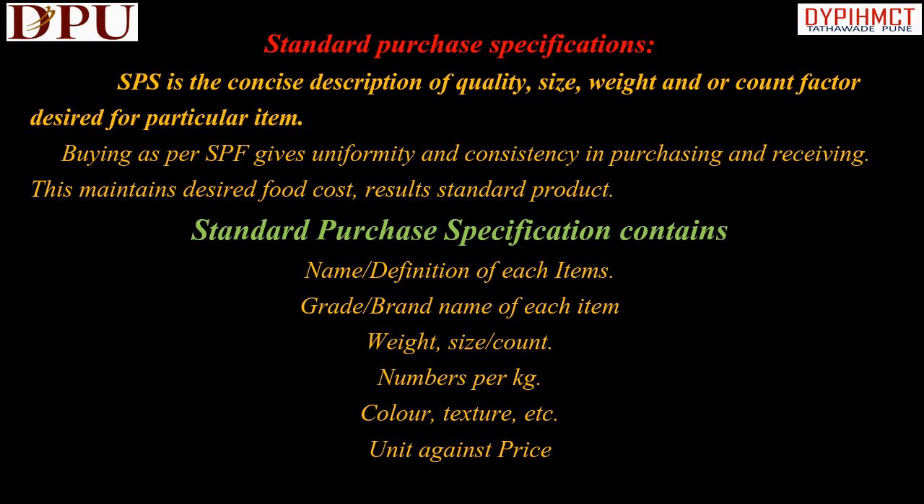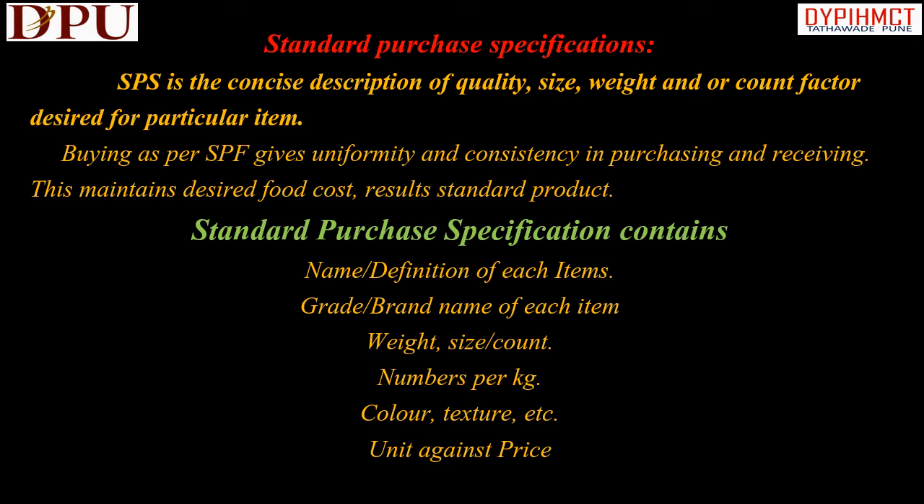Exact quantity per unit must be mentioned. Also, count per unit should be mentioned, for example, fish fillet of 1 kg each, or 10 to 15 equal size fillets of fish in a 20 kg pack. Numbers per kg. For example, 10 to 12 even size potatoes in 1 kg weight.